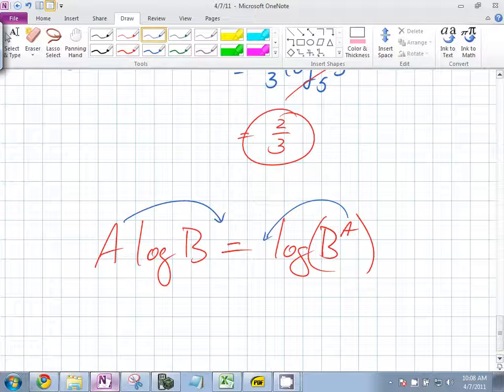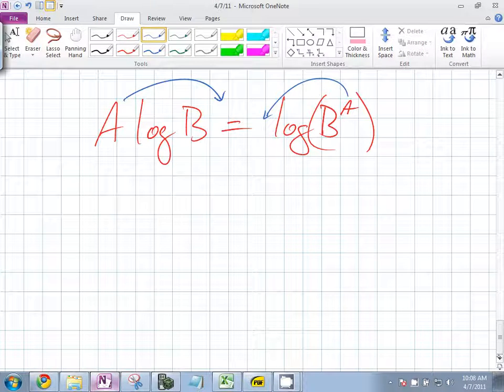How do you know that the cube root of 25 is 25 to the 1/3? How do you prove it? Hold on, Justin. Let me prove it for you. I'll do a mini proof for it.